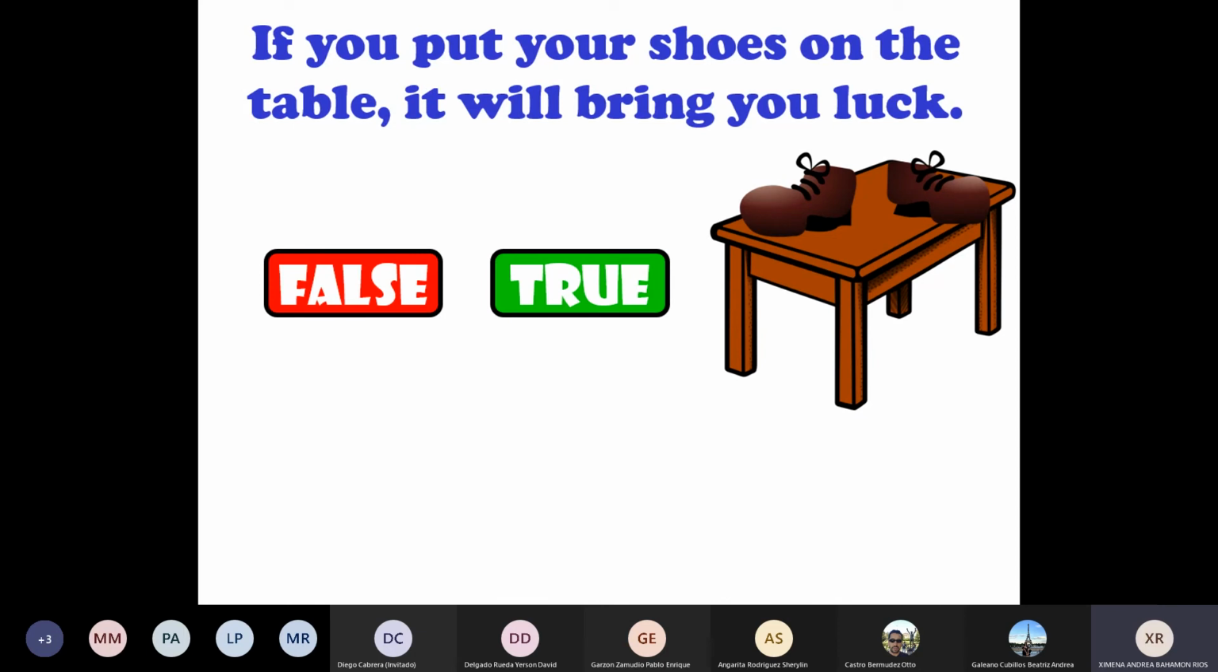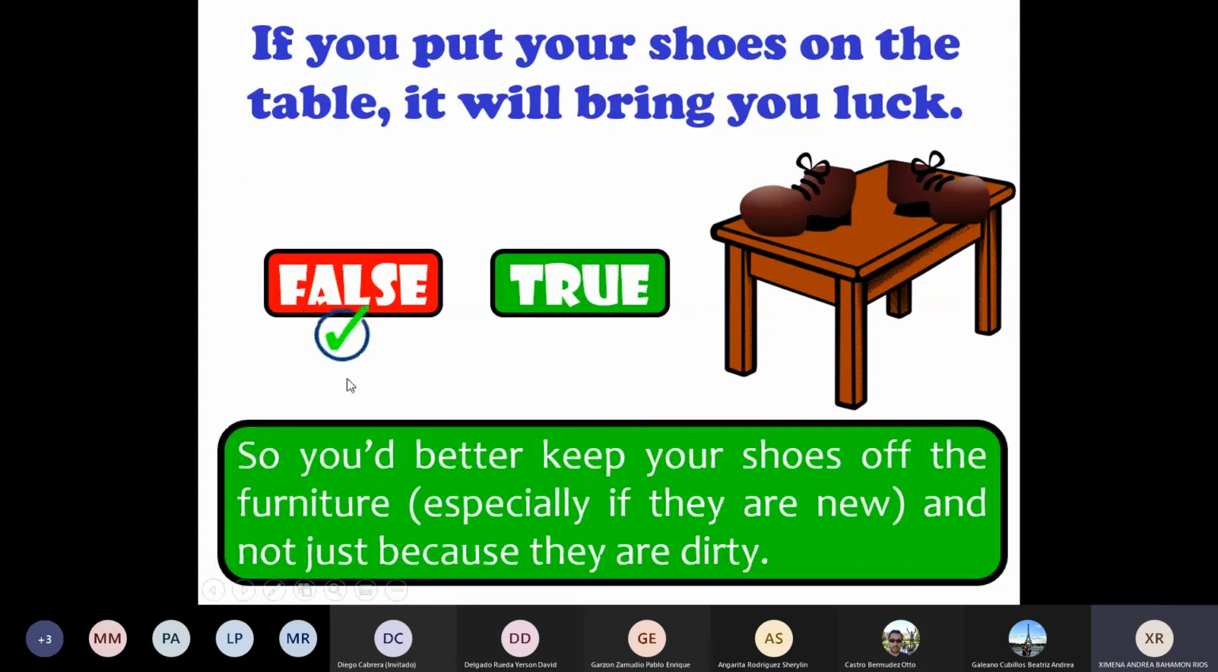What do you think about this one? Okay, Miguel says false. All right, thank you. So let's see. Okay, so you'd better keep your shoes off the furniture, especially if they are new and not just because they are dirty. All right, good. So this is not a superstition, but we have the grammar right here.